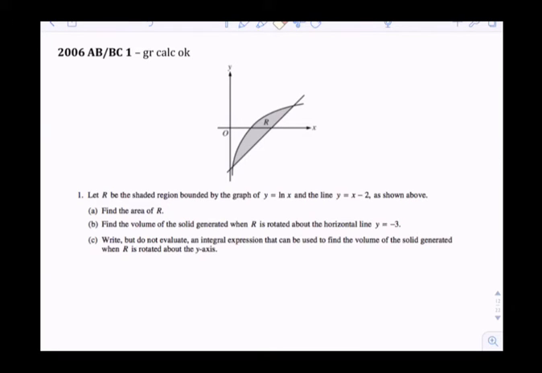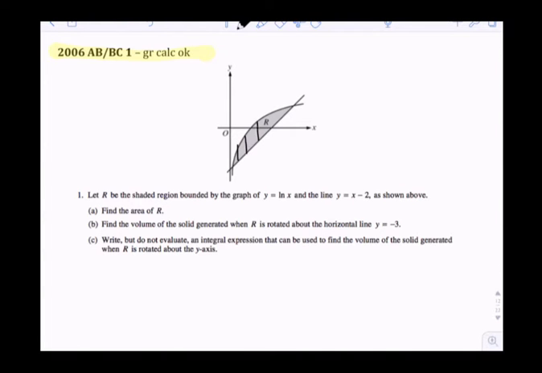2006 ABBC1 is another good problem to try. In fact, I would encourage you to try this yourself and see what you can do. Okay, when you're done, again, you're just finding the area of a region, and again, we're going to try to do it with vertical slices.